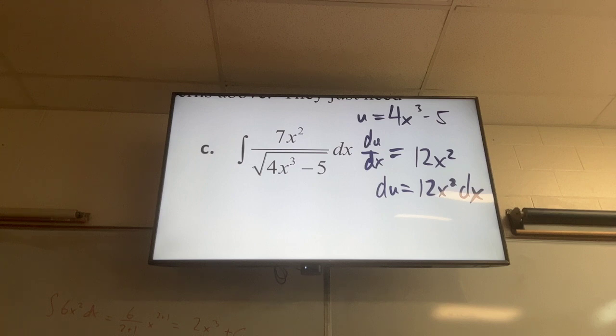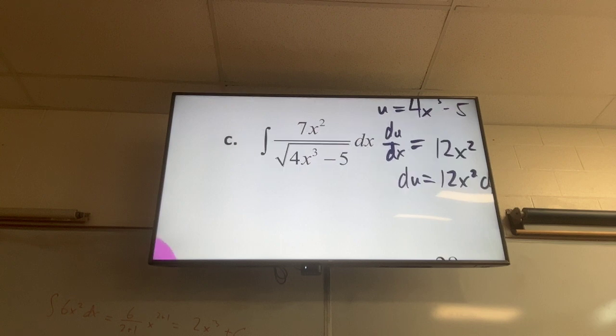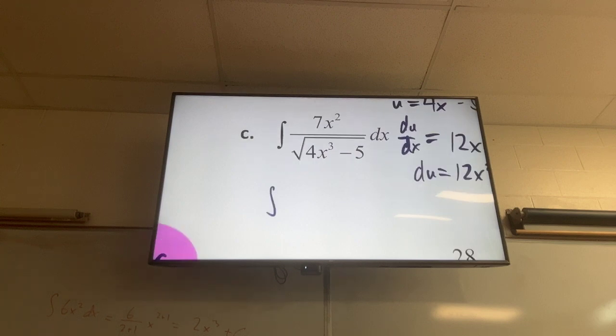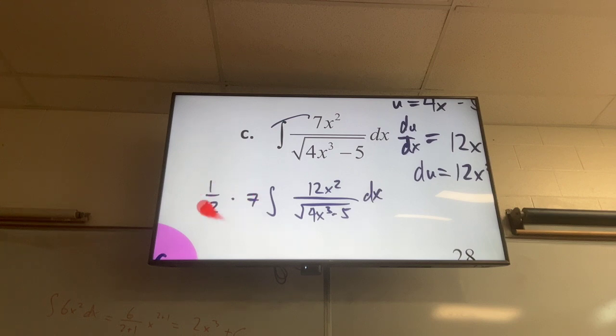What do I have on top there? I've got a 7. I need that to be a 12. So let's rewrite that as 12x squared over the square root of 4x cubed minus 5. Let's pull the 7 out. Then what do I need to put out here to compensate for the fact that I put a 12 here? A 1 over 12. So the fraction I end up having on the outside is 7 over 12. I pulled the 7 out, I stuck a 12 in my numerator, so I've got to write in a 1 over 12 to compensate. Combining those two, I've got 7 over 12.